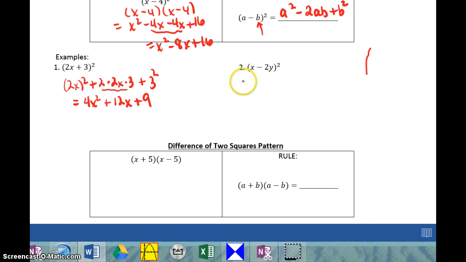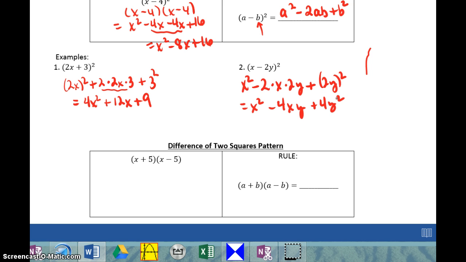One more time. For number 2, it would say x squared minus 2 times x times 2y plus 2y squared. So that would be x squared minus 4xy plus 4y squared. So instead of using the rule, if you wanted to, you could just write it out twice and multiply like we normally were. Some of you will take to that shortcut and some won't use it, and it's just up to you.